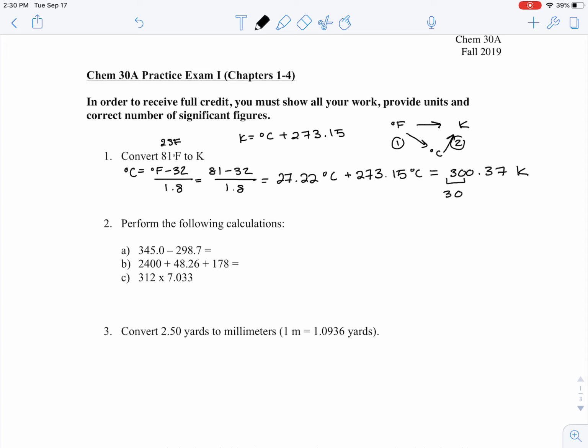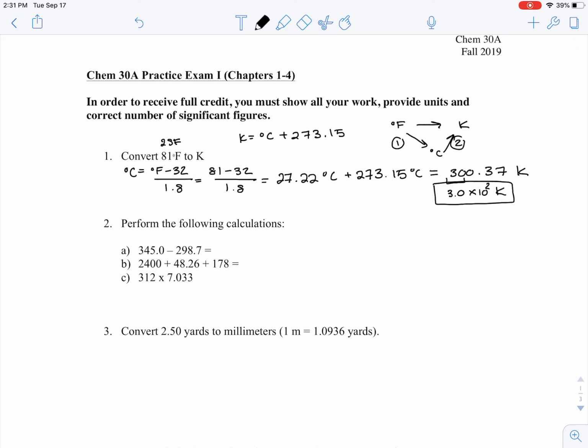If I just write 30, I have 1 sig fig and I changed the value of the number. So that's not correct. If I write 300, then I do have the value that I want. However, I only have 1 significant figure. If I put a period here at the end, I have 3 significant figures and I want 2. So the only real option here for 2 significant figures and to keep the value is to keep this answer and write it in scientific notation. 3.0 times 10 to the power of 2 Kelvin gives you your final answer.